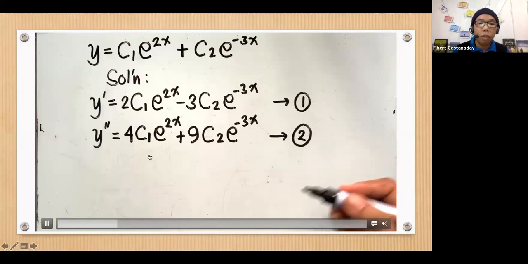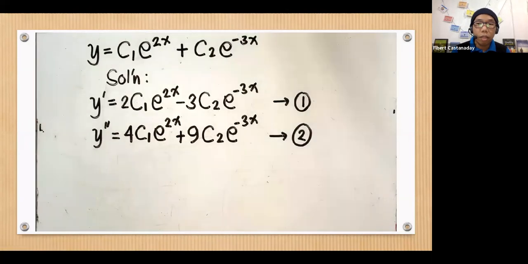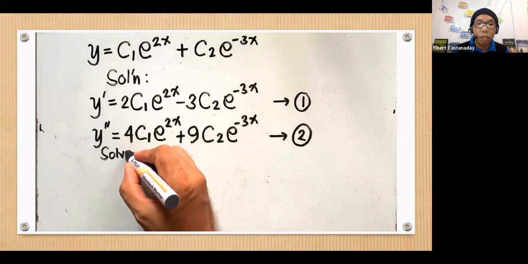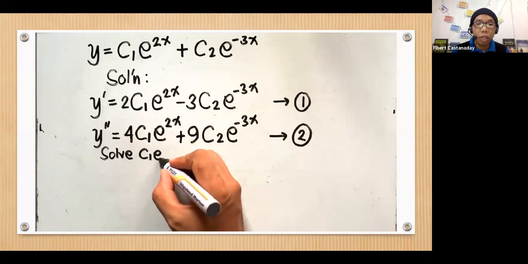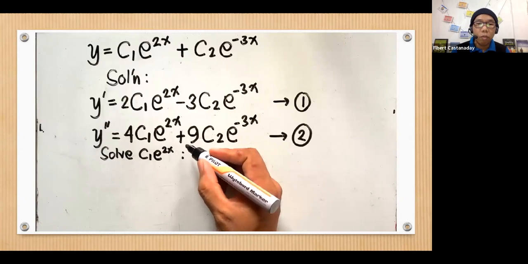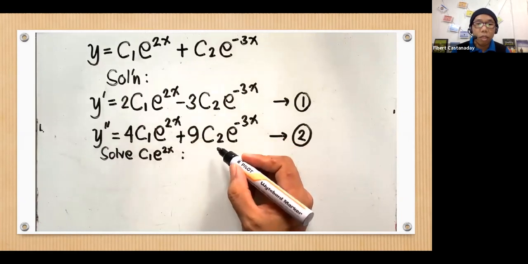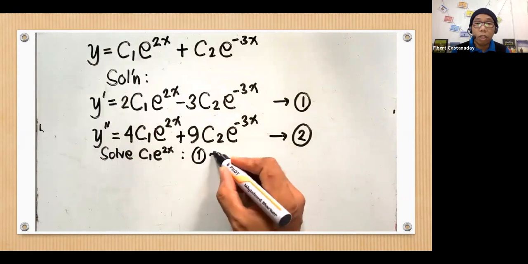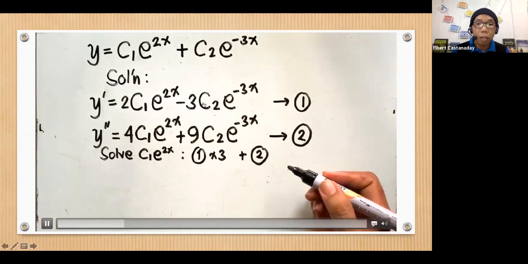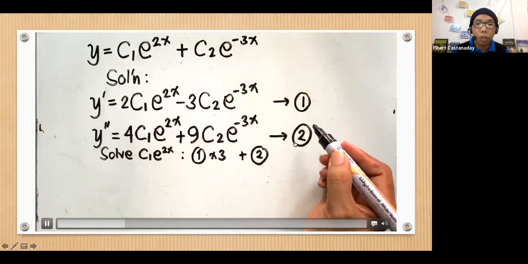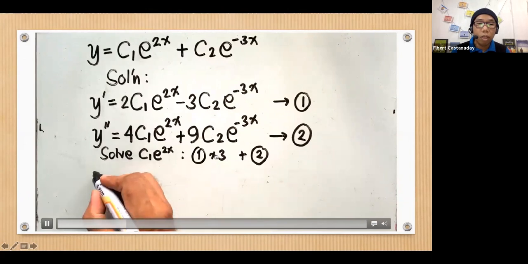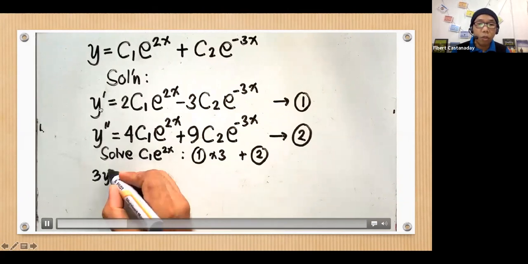So let's continue. Here we will solve for, it depends on what you want to eliminate first. If you want to eliminate c sub 2, you solve for c sub 1 e raised to 2x. There are many techniques or methods that you can do. I'm showing you how I solve this one. To solve for c sub 1 e raised to 2x, I will multiply the entire equation 1 by a factor 3 to make them similar, and then I will add equation 2 to the first equation, having multiplied it by 3. So now what I'm doing here is multiplying the equation 1 by 3.